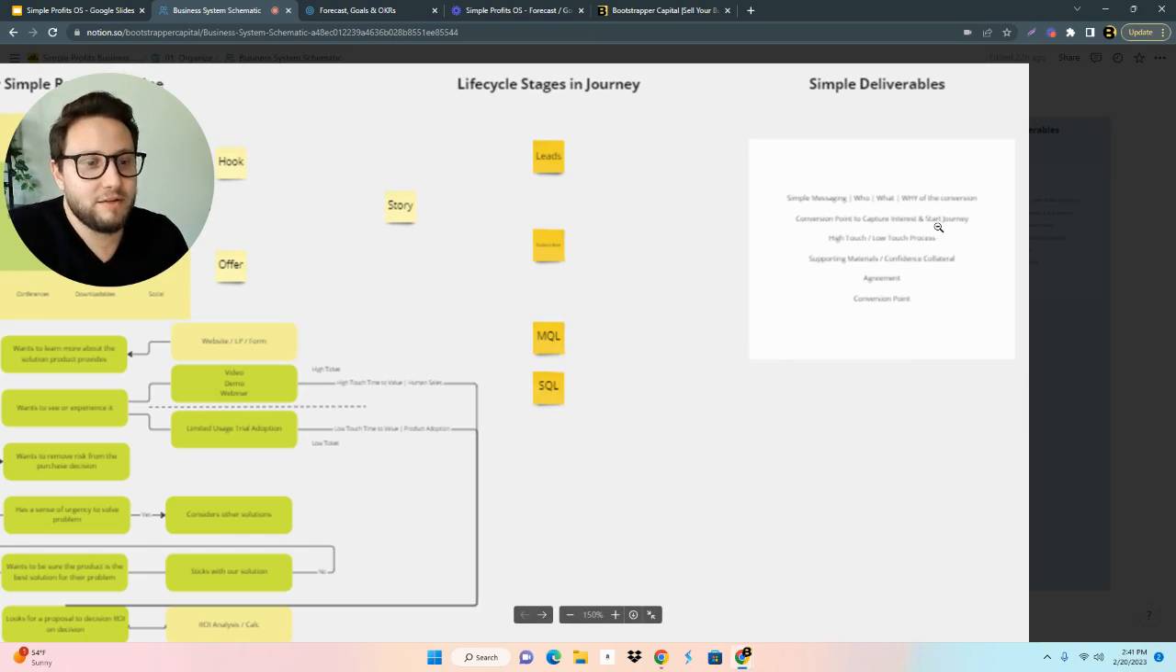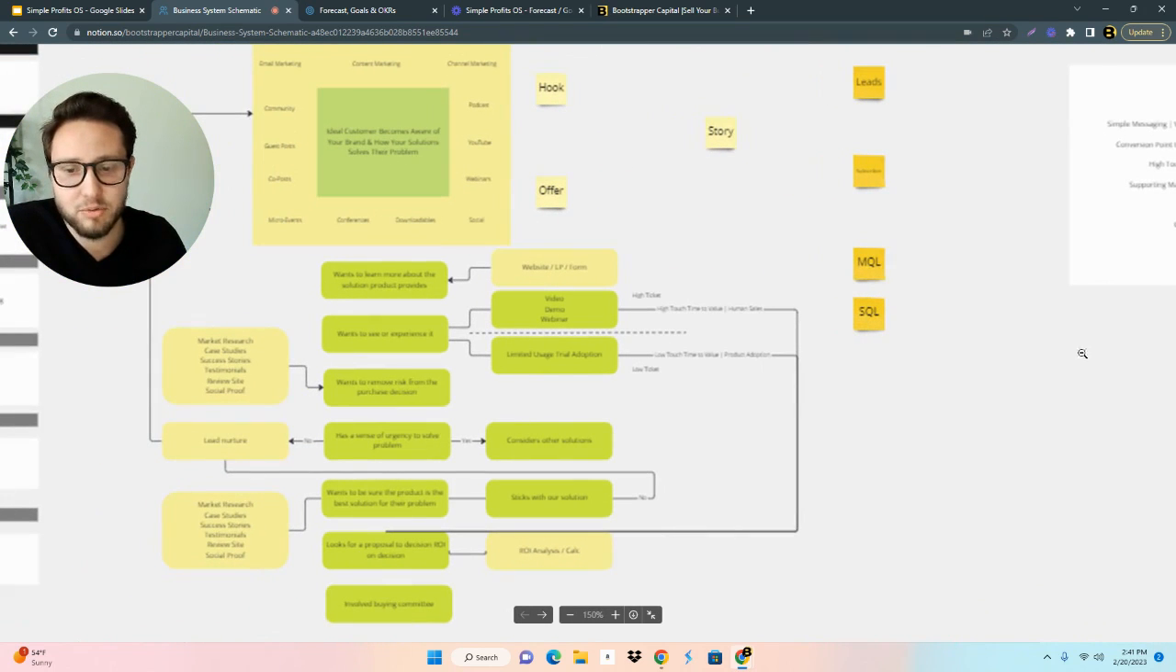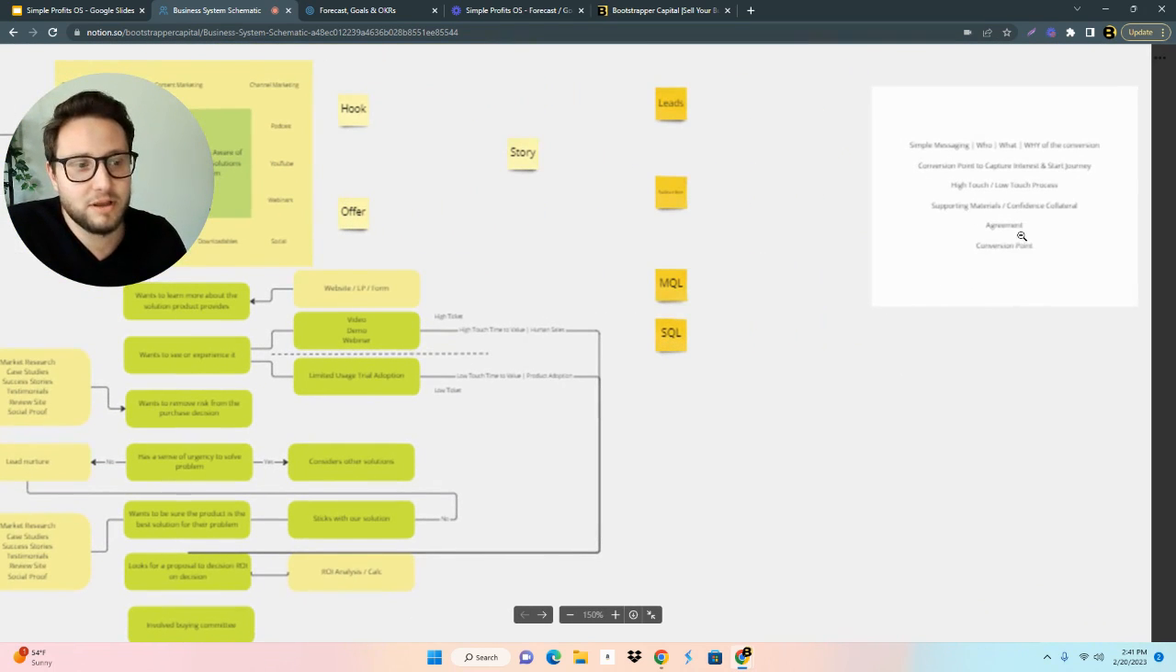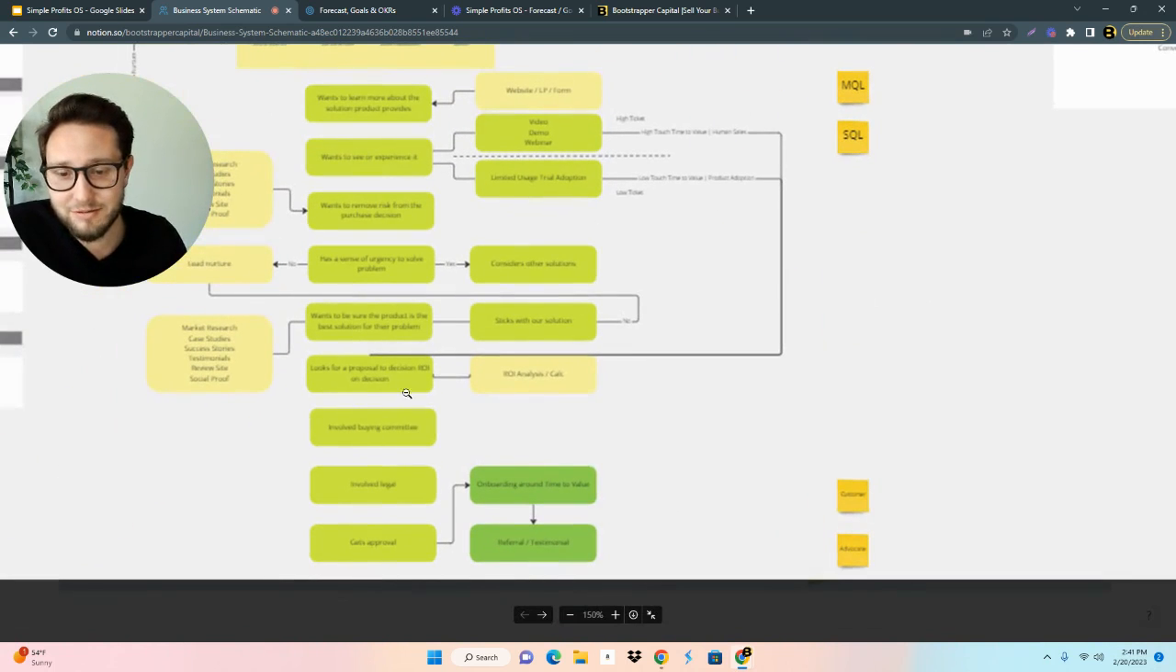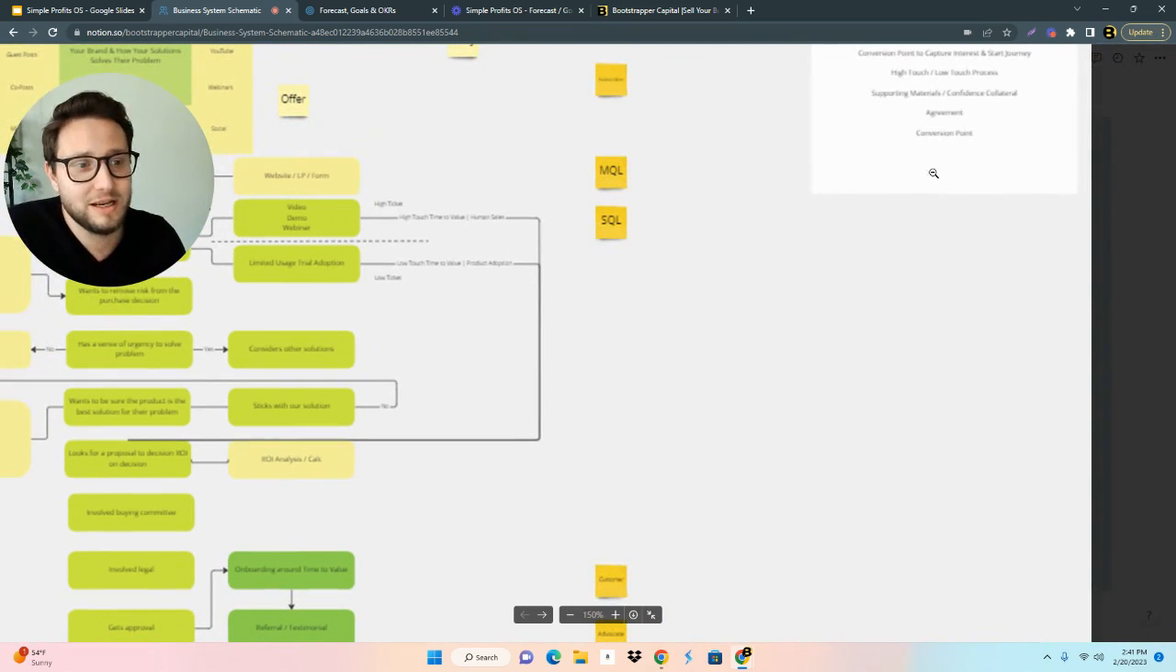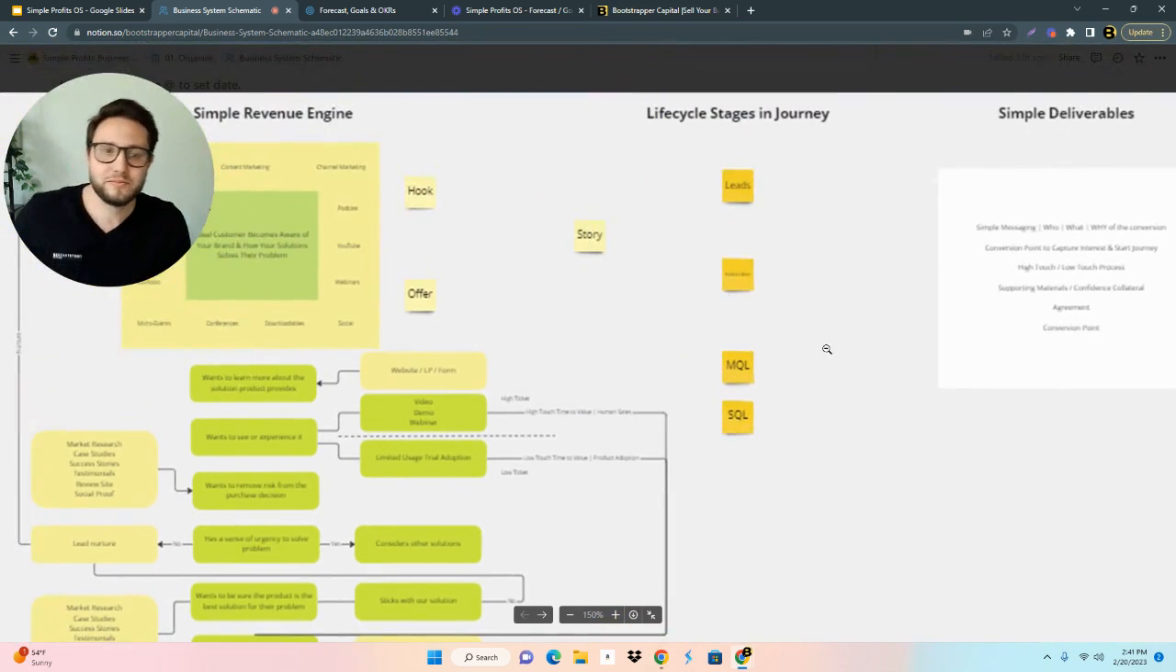You're going to have your conversation points in terms of the capture points of the journey. You're going to have either your high touch or your low touch process, or ideally both, right? In terms of capturing and driving the sale and the leads forward. You're going to have all of your supporting materials to support that sales process, right? You're going to have your agreements that people need to sign to actually become customers, your ability to collect payments, all of that stuff, and your conversion points, right?